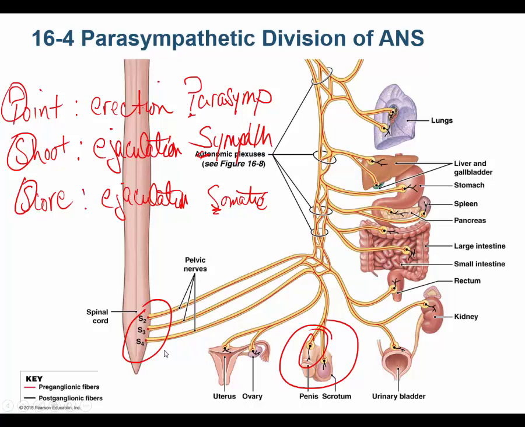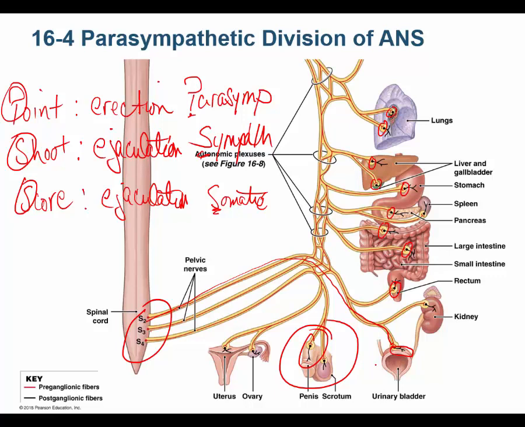I want you to notice something else. The synapses of the parasympathetic division occur very close to the effector organ. I'm circling all of these. In fact, quite often they occur right in the capsule of the organ. That means that the preganglionic neuron is very, very long, and the postganglionic neuron is very, very short. That's opposite of the sympathetic division.